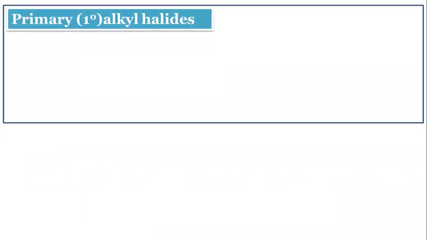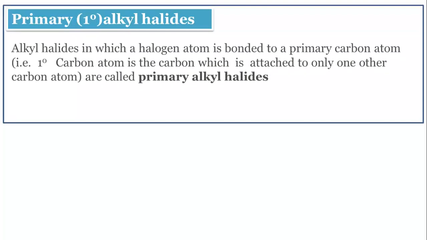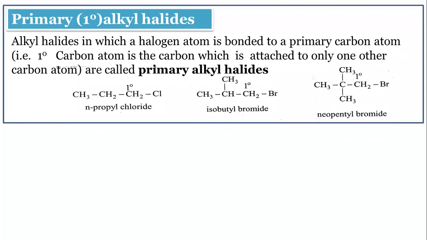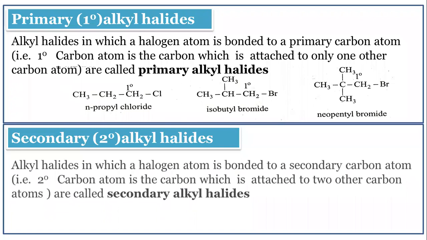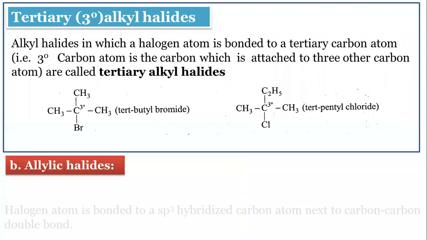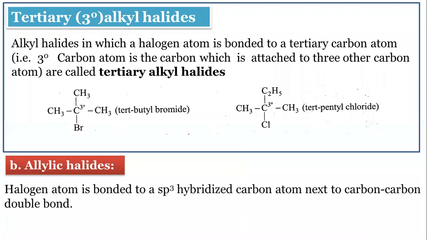Then the next point is, these are some examples of primary alkyl halide. This is already discussed now, so I will not explain again primary, secondary, and tertiary. This is a new part, allylic halides.